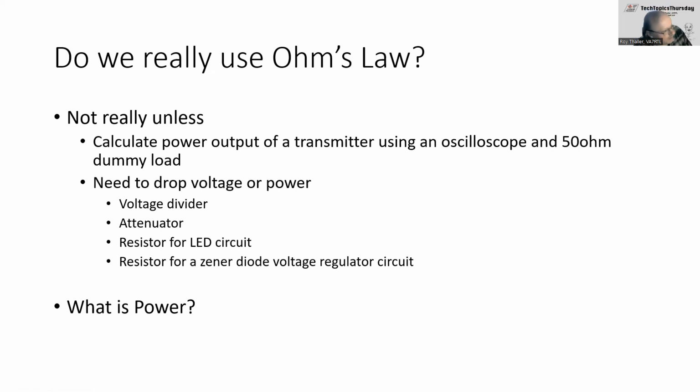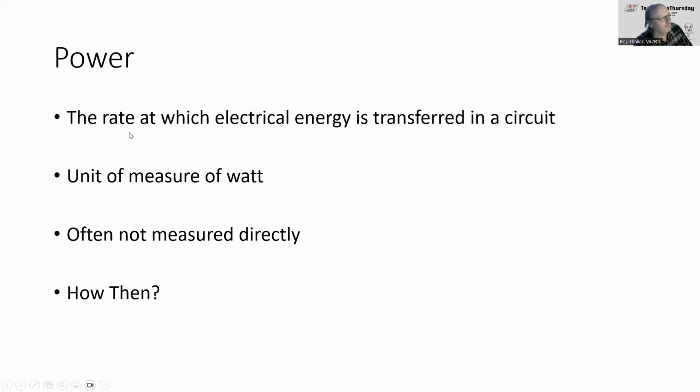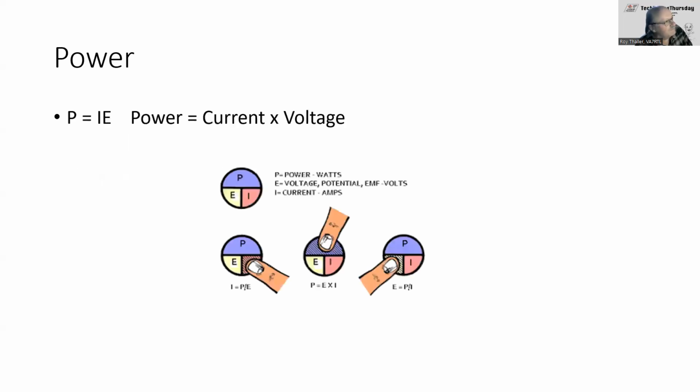And then the second thing is power. So we have another formula for power. And power is the rate at which electrical energy is transferred in a circuit. And the measure is a watt. Often we don't measure this directly. If you're doing AC power, you can get an AC power watt meter. And when we talk about RF, we'll talk about measuring RF directly. But in most cases, when we're talking about AC power or DC power, we calculate it.